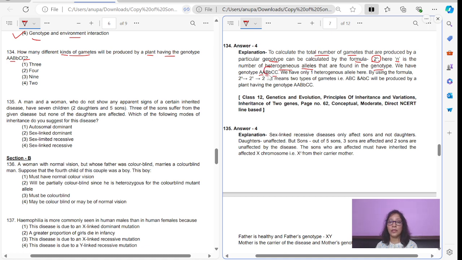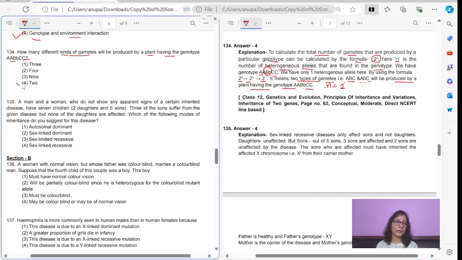Meaning here we have only one heterozygous allele. So the value of n here is 1. And if we put this value in the formula 2 to the power n, then it will give 2. It means that two types of gametes, that is ABC and AbC, will be produced by a plant having genotype capital A, capital B, small b, and capital CC. So the answer for this question will be option number 4, that is 2.